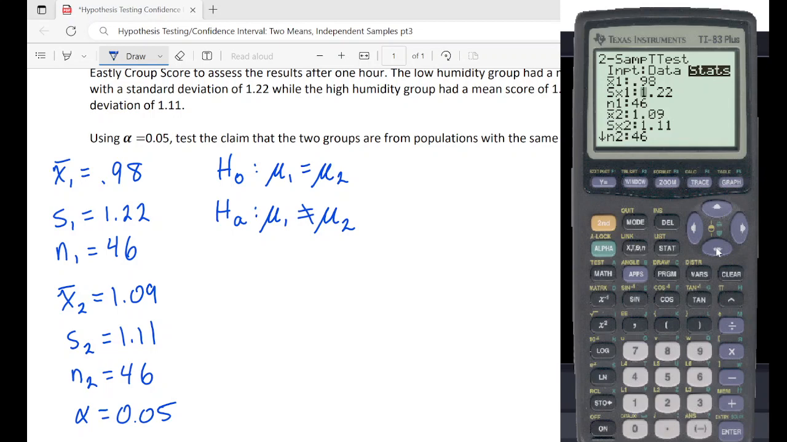Everything should be typed in as it is written off to the side, which makes it easier. And then the alternative hypothesis is with the symbol that we use. Since it says not equal to, we're going to use the not equal to sign. No for pooled unless stated otherwise, and then calculate. It gives us the information we need, which just comes from T and P, our test statistic T and the p-value P. So negative 0.452 and 0.6521 for P.